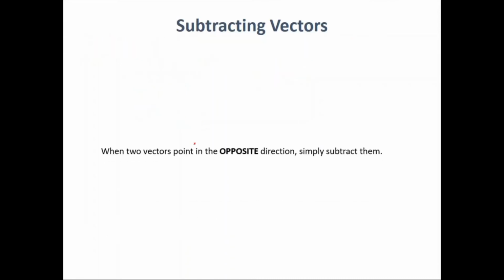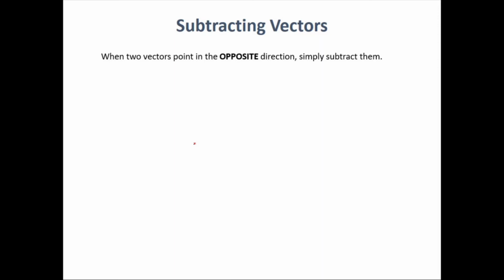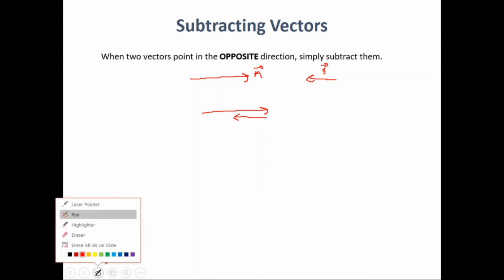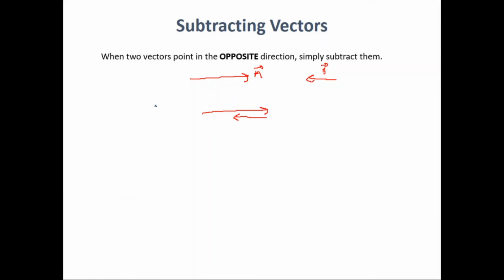Subtracting 2 vectors: when 2 vectors point in opposite directions, simply subtract them. For example, if you have one vector, vector a, and you have another vector, vector b, in the opposite direction of a. You are going to draw a again and add b to the head of a. This is vector b, so the resultant vector is going to be this one. This is going to be our resultant vector r.